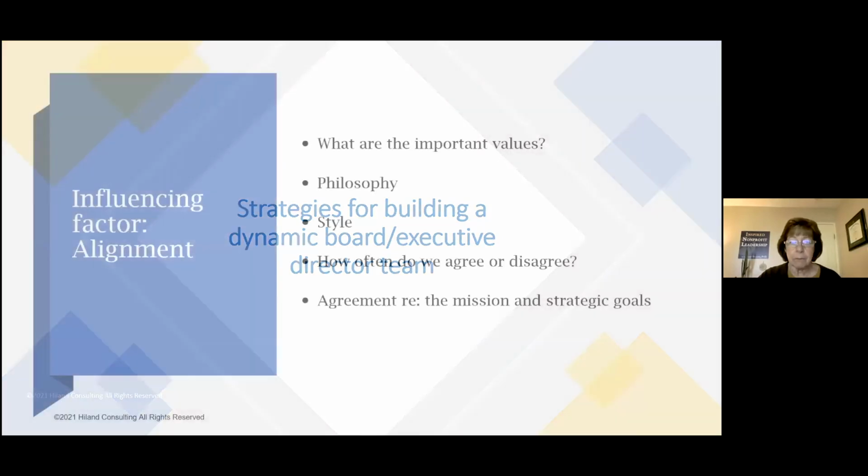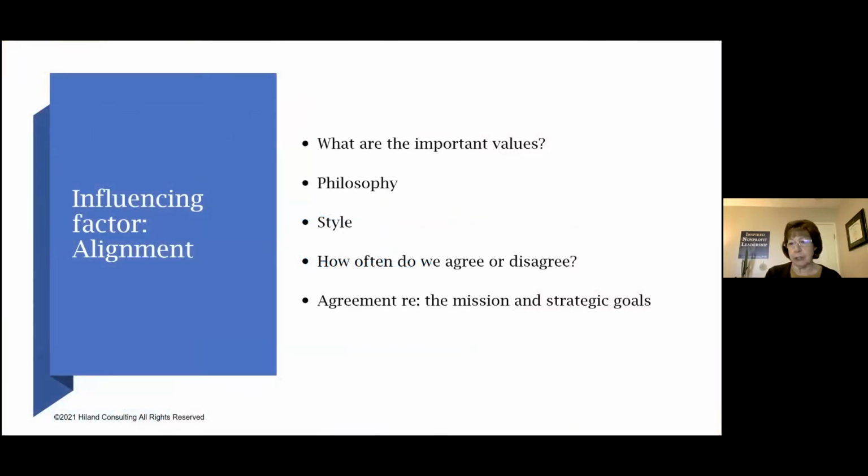Okay, so there are four factors that influence the relationship between the executive director and the board. The first influencing factor, they're not in any particular order, that I'm going to talk about is alignment. Go down to the fourth bullet: how often are you agreeing and disagreeing? If you're disagreeing a lot, there may be a clash of values, a clash of style, maybe your philosophy about how you do things isn't the same. This requires some exploration, but it's really critical that you as an executive and your board are aligned in the strategic important things.